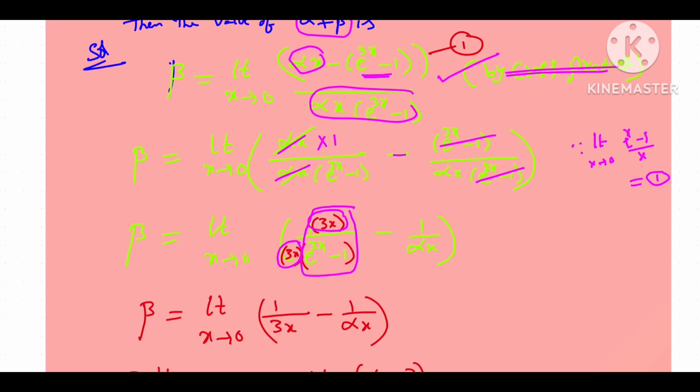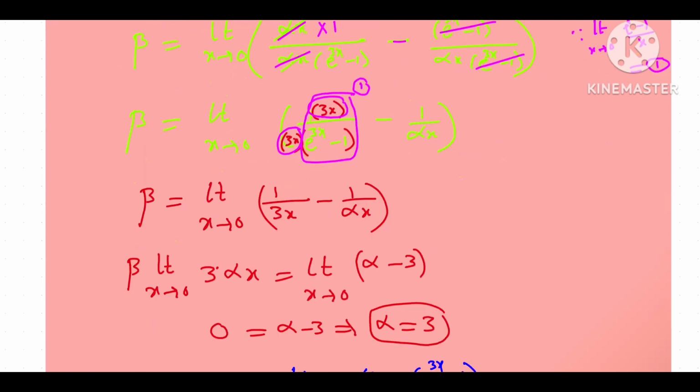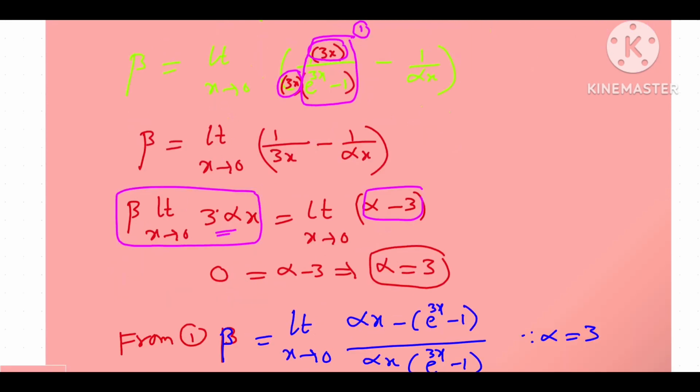So beta is equal to limit x tends to 0, 1 by 3x, what is the remaining value, minus alpha x. So what is the LCM here? 3 alpha x, so let us do cross product. Beta times limit x tends to 0 of 3 alpha x is equal to limit x tends to 0, and after taking the LCM, what we get here? Alpha minus 3. Now on the left side, in place of x we put 0, and 0 into anything is 0. So the left side or right side value is alpha minus 3, which is constant here. Therefore alpha minus 3 is equal to 0, so alpha is equal to 3.